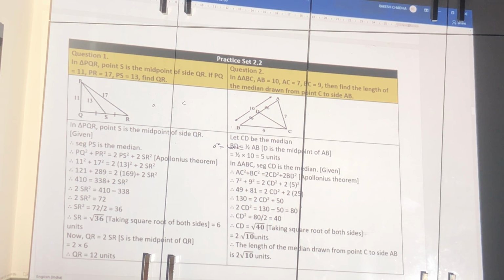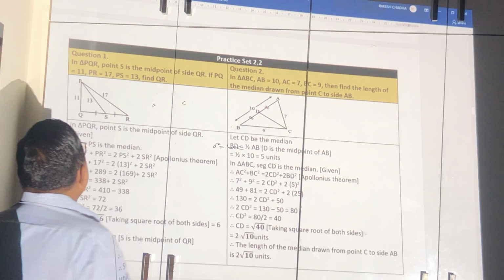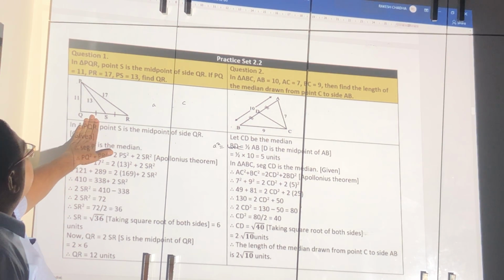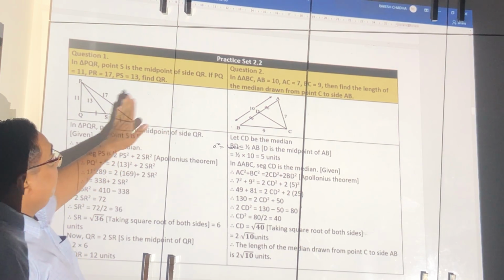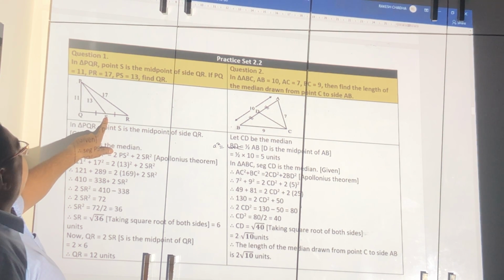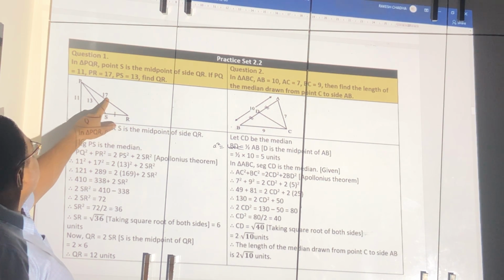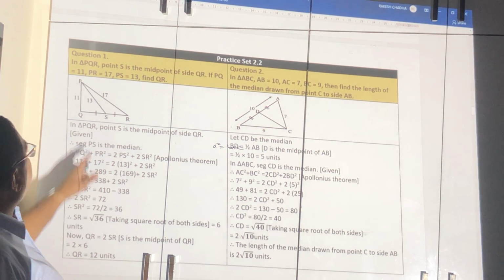Yeah, let's see. Exercise 2.2. Triangle given. Diagram is not given, that's why it's in white. Point S is the midpoint, so this and this are equal. 11, 13, 17 are given. Find QR.